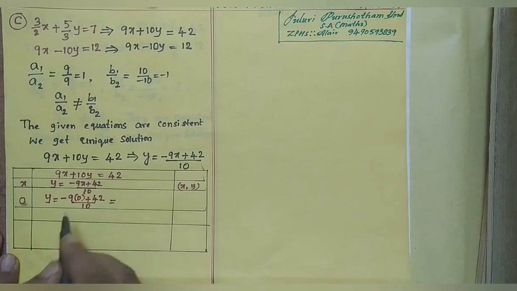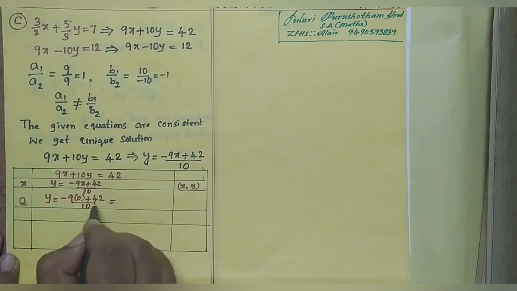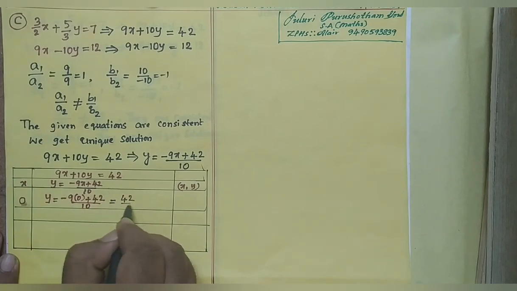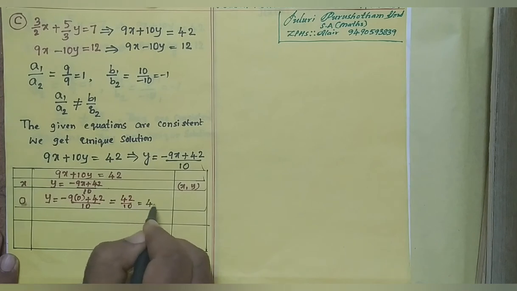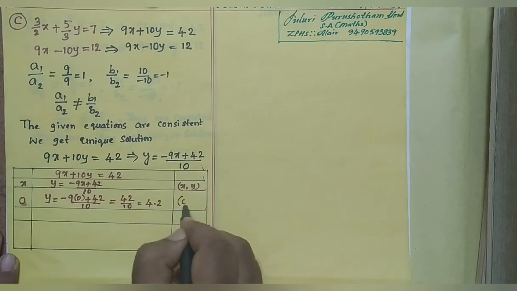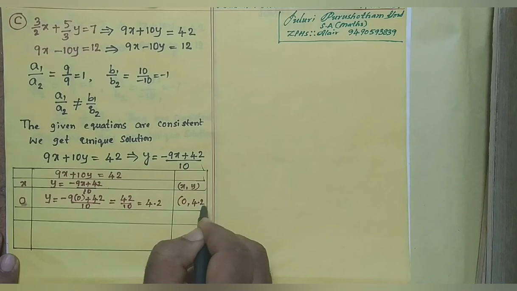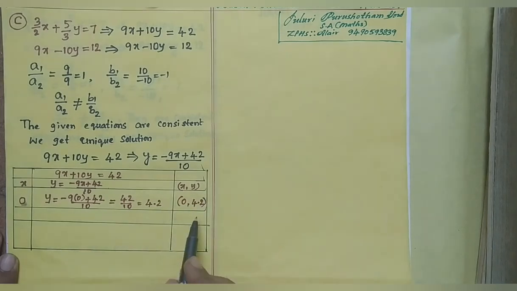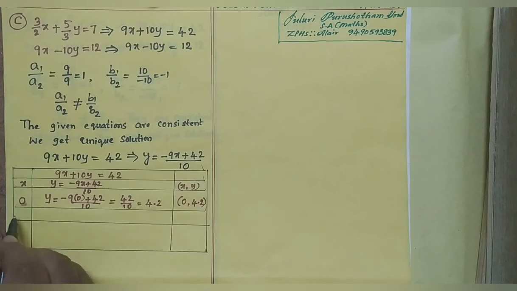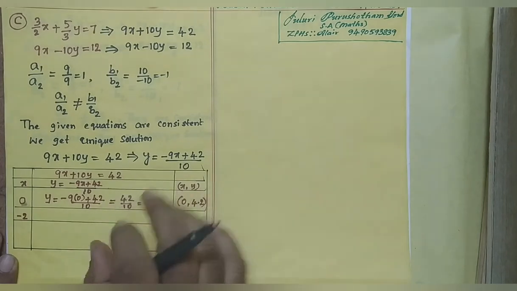Then what do we get? Here minus 9 into 0 is 0. So we get 42 by 10, that means 4.2. So we can write 0 comma 4.2. We substitute 0 at the place of x and we got the y value as 4.2. Next, take x as any other value. Better to substitute it. You have to substitute any value.